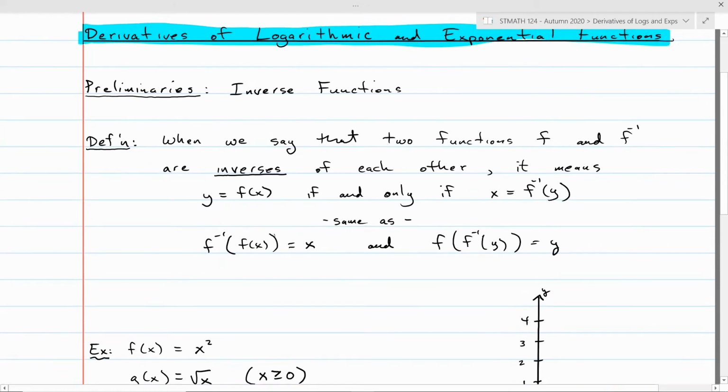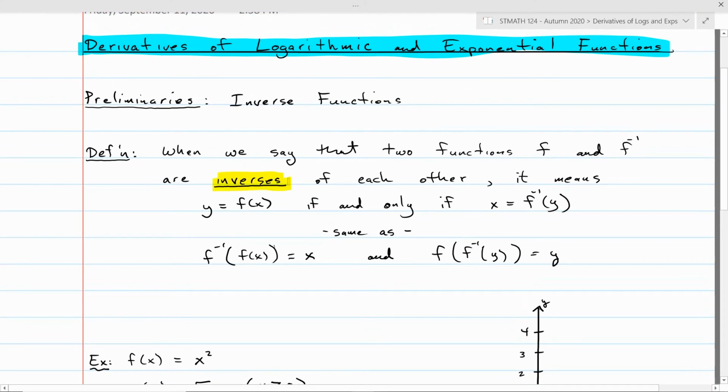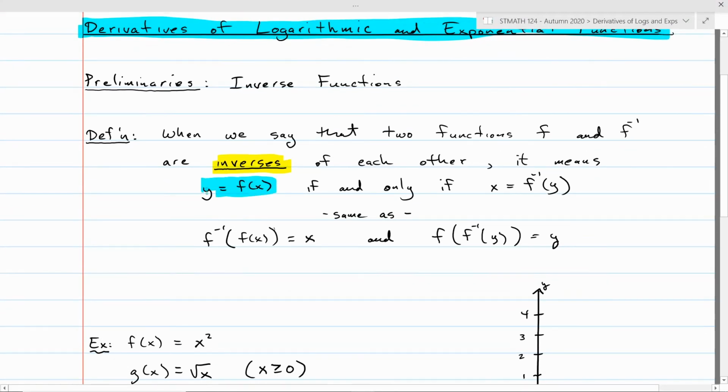So what do we mean when we say two functions are inverses of one another? In a nutshell, it means that the functions undo each other. If you have two functions that are inverses of one another, if you plug one into the other as in doing a composition, then they just undo each other. So the way that gets expressed is with these two equations here that I'm going to highlight in blue. Those two equations mean the same thing when you're talking about two functions being inverses of one another.